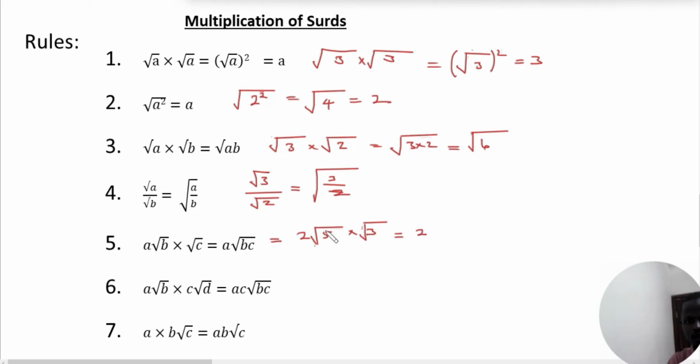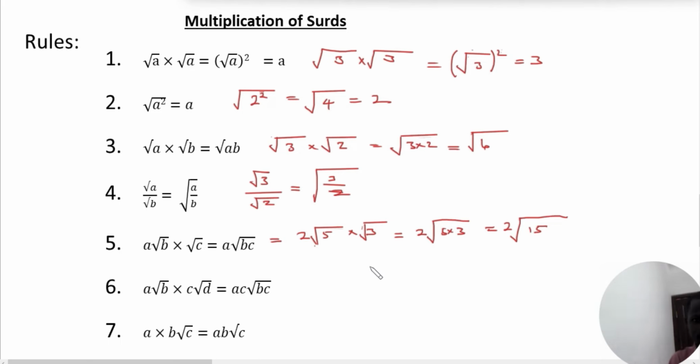And then the numbers under the roots, which are b and c, 5 times 3, root of 5 times 3, which is 15. So our answer here will be equal to 2 root of 15. So this is what we're going to be left with, 2 root of 15. So this illustrates the fifth rule.